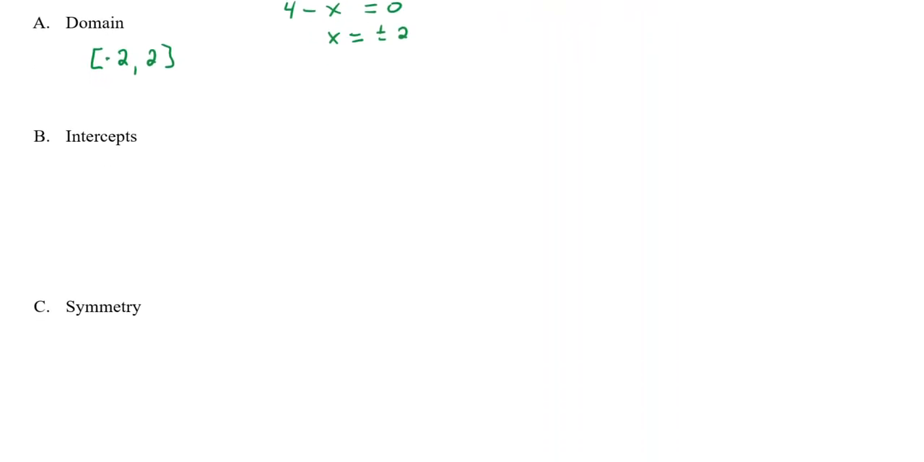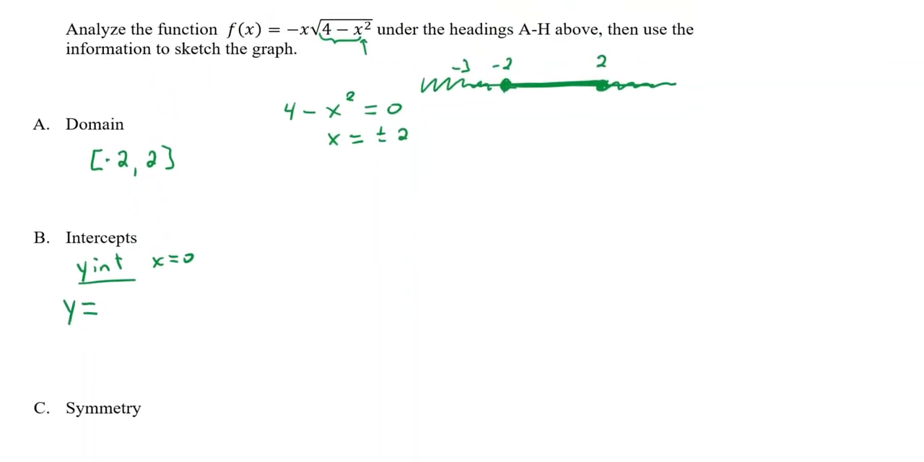All right, moving on to intercepts. Our y-intercept is going to happen when x is equal to 0. So we'll say y is equal to, throwing 0 in for my x's, negative 0 times the square root of 4 minus 0 squared. So 0 times anything is just 0, so our y-intercept is at 0. Let's write that as a point so that we're ready for it when we sketch it too. That would be at the point (0, 0).